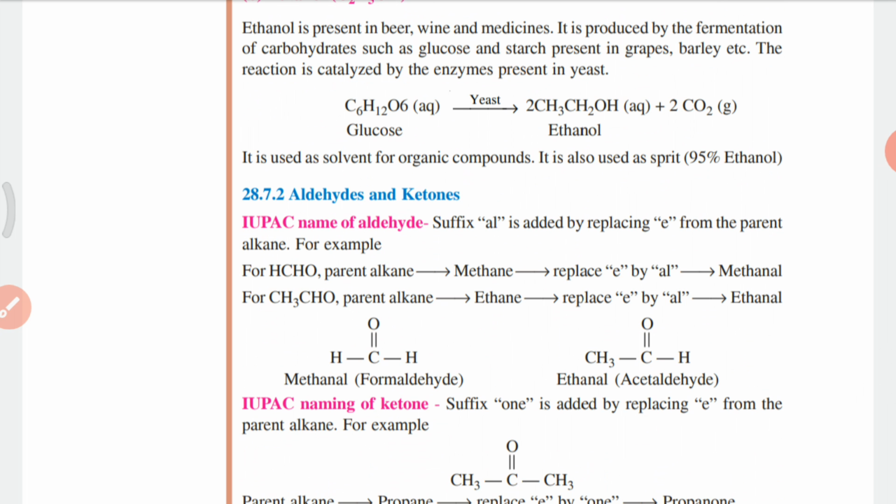Then aldehydes and ketones. The IUPAC name of an aldehyde is given by adding the suffix al, replacing the final e of the alkane. For example, methane, by changing e and adding al, is changed to methanal. Ethane is changed to ethanal, etc. Methanal is known as formaldehyde and ethanal is known as acetaldehyde.